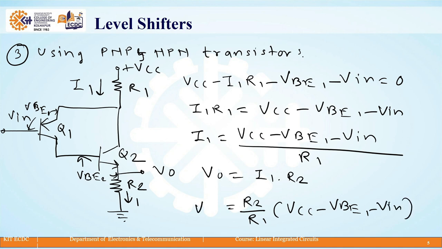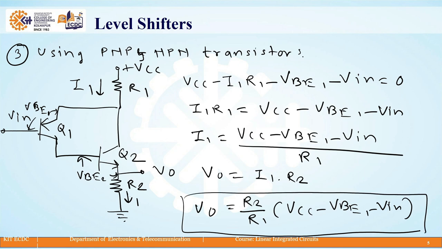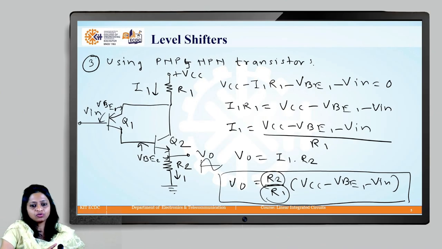So, here also you can see that V0 depends on the values of R1, R2, VCC, VBE1 and Vin. Out of that, if we adjust the values of R1 and R2, we can adjust the output voltage that has been generated here. So, here we can reduce the DC shift using the PNP and NPN transistors. So using these techniques, we can reduce the DC shift that has been introduced at the intermediate stage to 0 with the help of level shifting circuits.